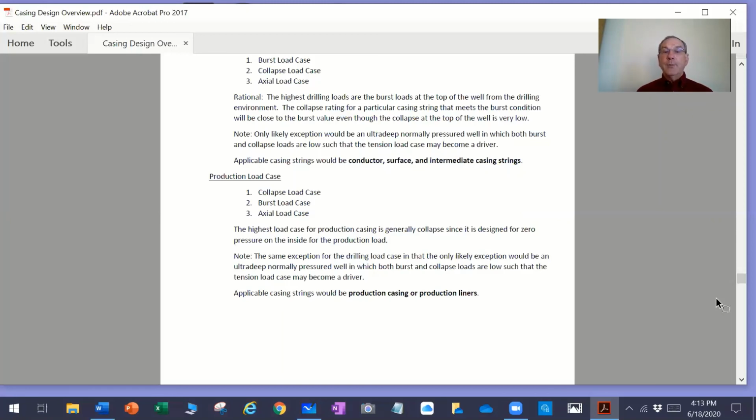The same exception for the drilling load case is that the only likely exception would be an ultra deep, normally pressured well in which both the burst and collapse loads are low, such that the tension load may become a driver. So the applicable casing strings in which you'd want to do them in this order would probably be your production casing, which is obviously going to be a production load case, or a production liner. All right.